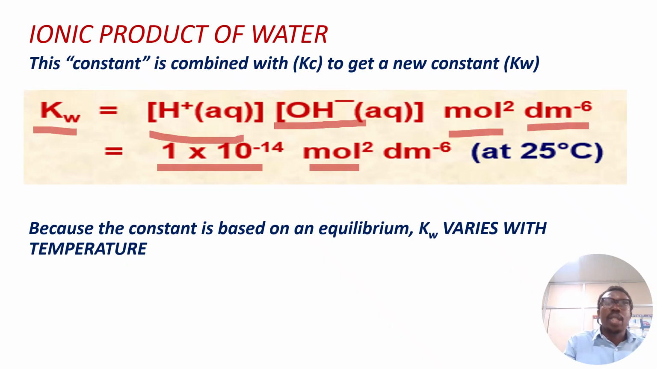Now, because the constant is based on an equilibrium, Kw varies with temperature, because the equilibrium constant only varies with what? Temperature. Temperature is the only factor that affects what? The equilibrium constant. The equilibrium constant changes with what? Temperature. So Kw varies with temperature. So it's as simple as what? A, B, C.